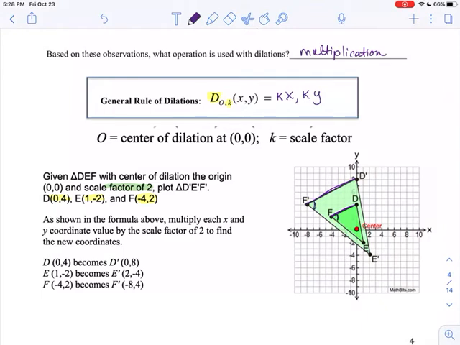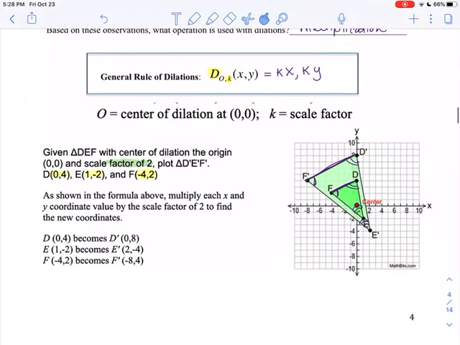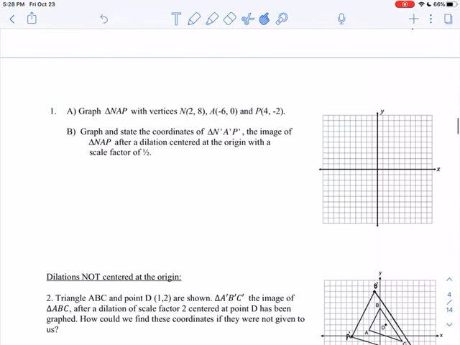If I took out a ruler and I measured D prime F prime, and I measured DF, it's 2 times as big. Every single side is 2 times as big. The angles, however, are congruent. Angle F is congruent to F prime. Angle D is congruent to D prime, and angle E would be congruent to E prime.